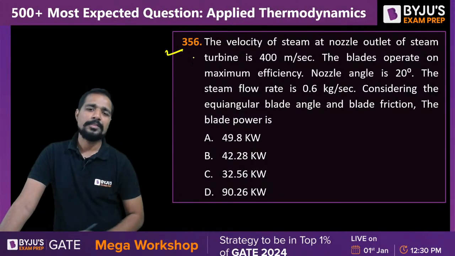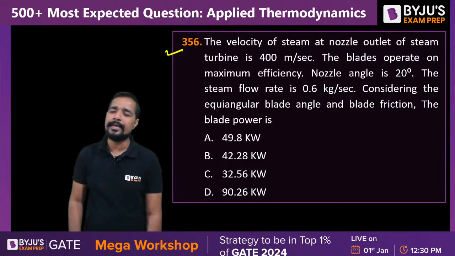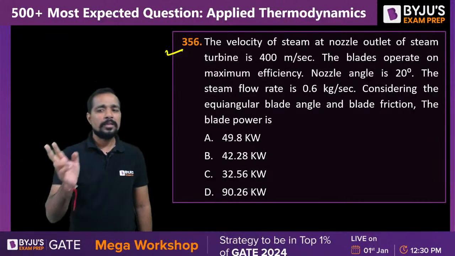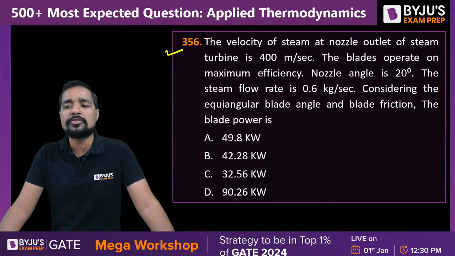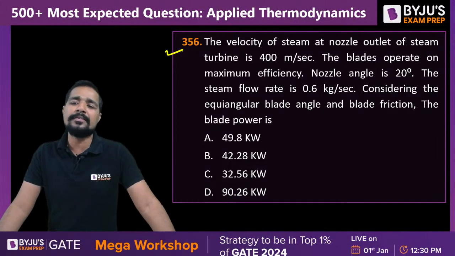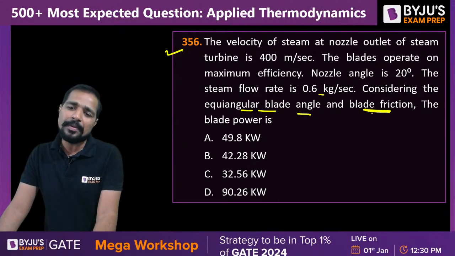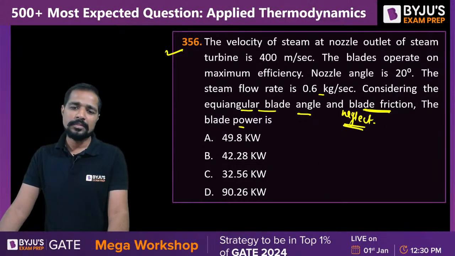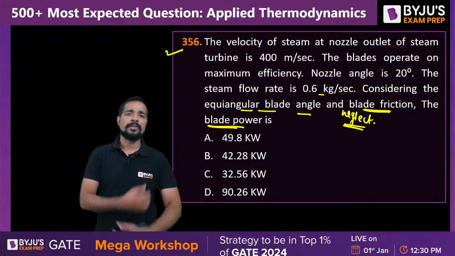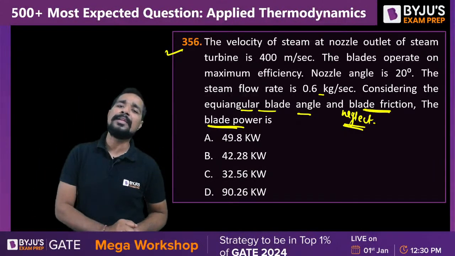Next. The velocity of the steam at the nozzle outlet of the turbine is 400 meters per second. Blades operate at maximum efficiency. If the nozzle angle alpha is 20 degrees, then the steam flow rate is this one, my dear. Considering equiangular blade angles and neglecting blade friction, the blade power will be, yes. Let's see how many of you get the correct answer to this question. You need to calculate the blade power in this case, my dear.